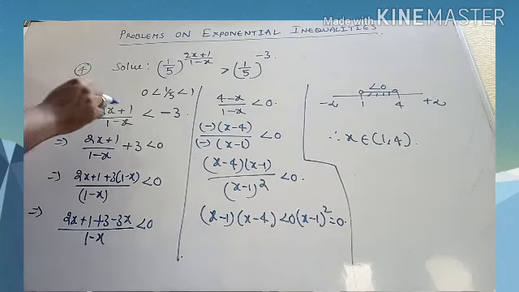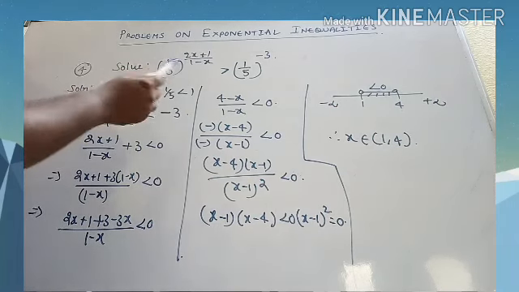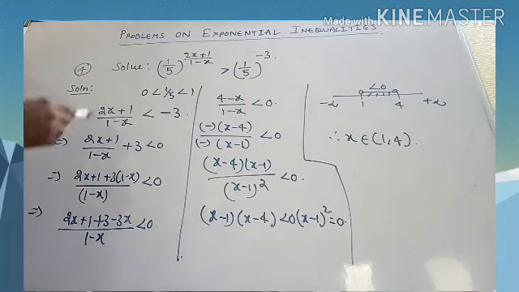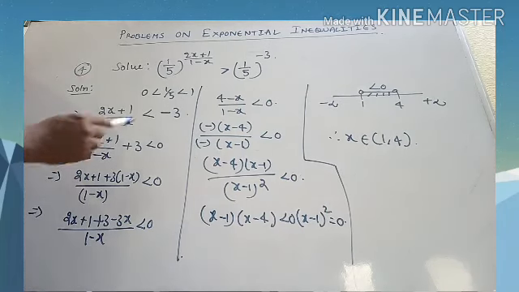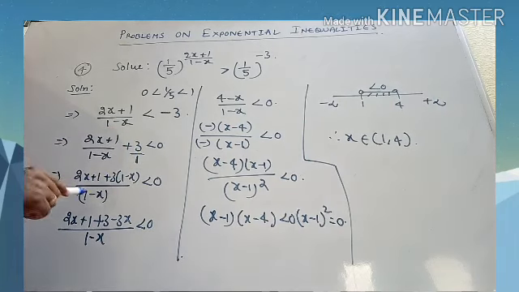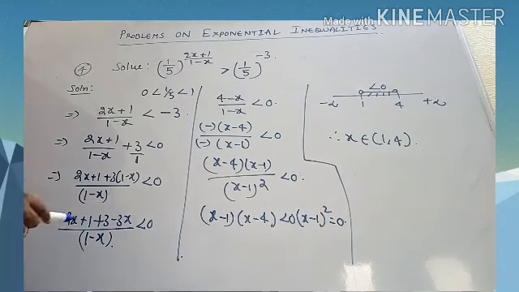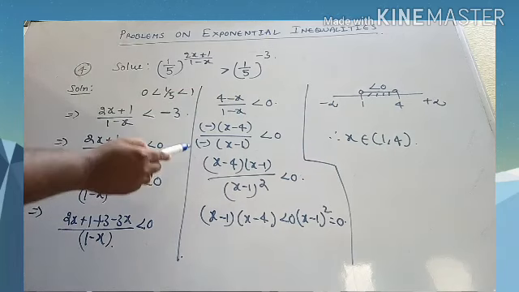Therefore, you will get 2x plus 1 by 1 minus x is less than minus 3, because the base is lying between 0 and 1. And we know how to do this: 2x plus 1 by 1 minus x, bring minus 3 here, plus 3 less than 0. Let us take the LCM here. 1 minus x is our LCM. Now 2x plus 1, plus 3 times 1 minus x, over 1 minus x, less than 0. Now 2x plus 1 plus 3 minus 3x, so this becomes 1 plus 3, 4, 4 minus x by 1 minus x is less than 0, right?